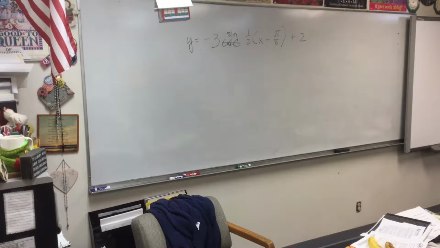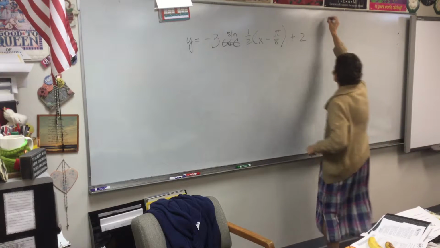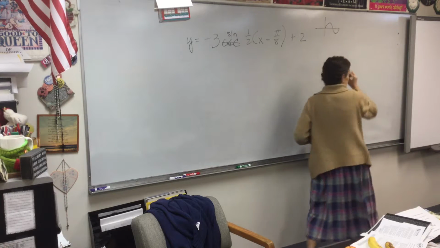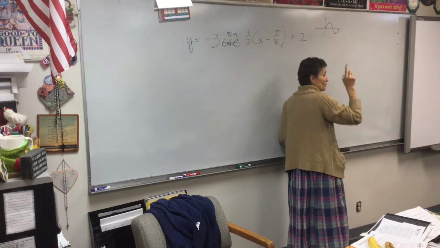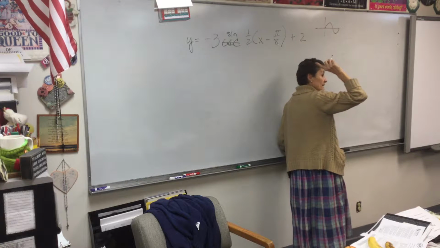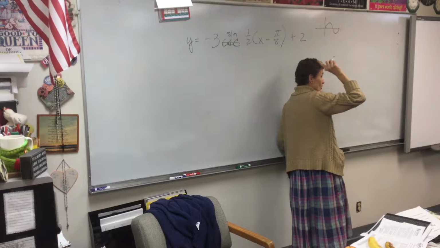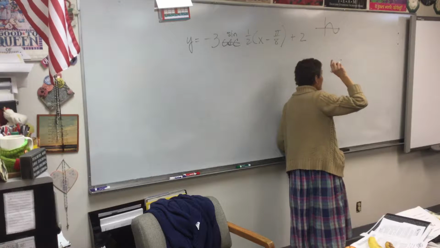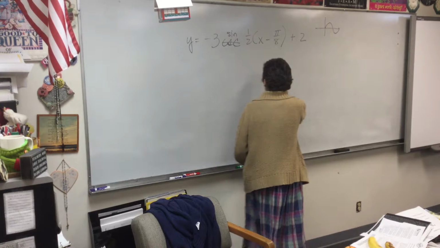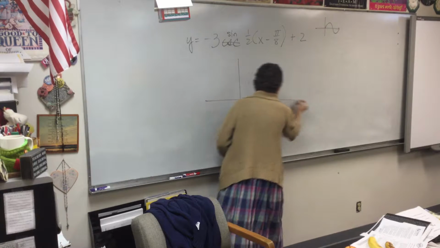Where? To pi over 8. So normally, I'm just going to do a quick sketch. This is what I would sketch for a sine curve, right? Two things. First of all, this one's got a negative in front of it, which is going to turn it upside down. And it's been shifted pi over 8 to the right.